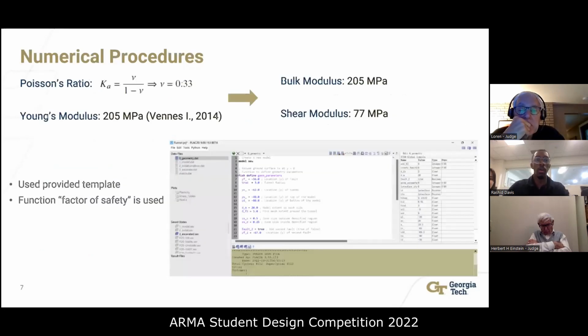For our numerical procedures, we used numerical simulation, and we were provided a template and made minor changes to the code for the requirements. We calculated the bulk modulus and the shear modulus based on elasticity, and we also used the function of factor of safety to get the factor of safety result. So here's the code that we used and the template.